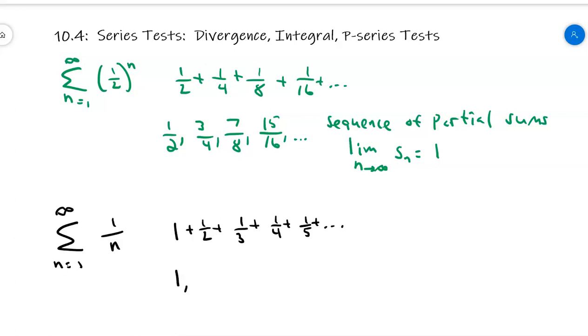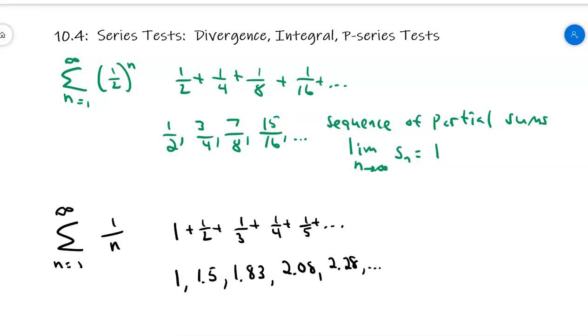I'm going to write these as decimals because I think it's a little bit easier to see. But 1 plus 1/2 will give you 1.5. Then 1 plus 1/2 plus 1/3 will give you 1.5 plus 1/3, which is 1.83. And now if you take that and add 1/4 to it, you'll get 2.08. Okay. Now take that and add 1/5, you'll get 2.28. So this is getting bigger. It's not getting wildly bigger, but it's getting bigger, and it doesn't seem to approach a limit.